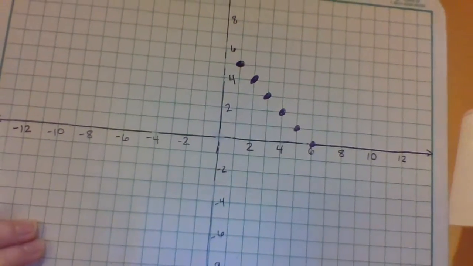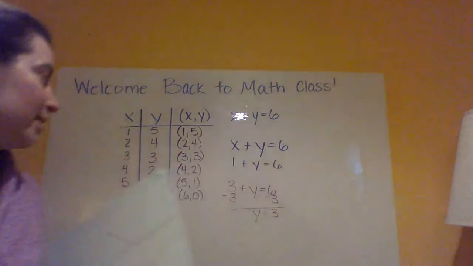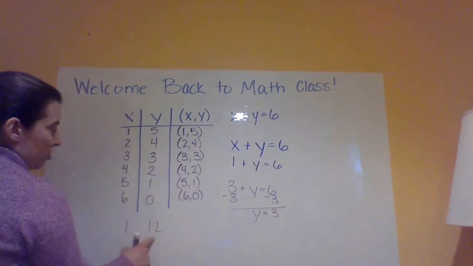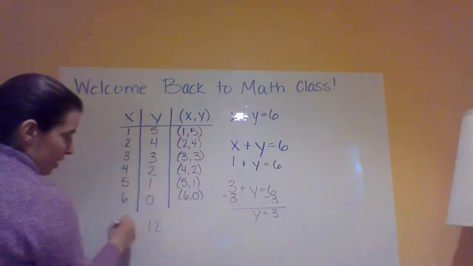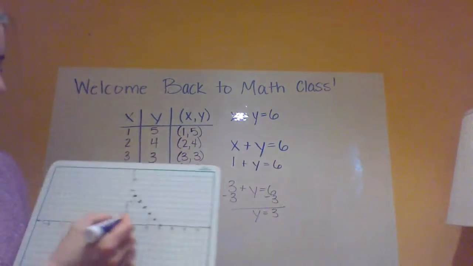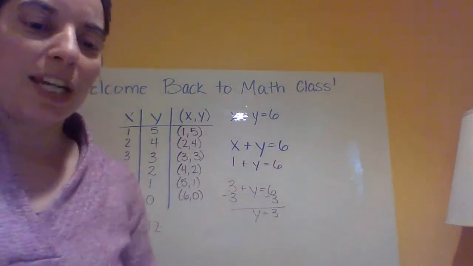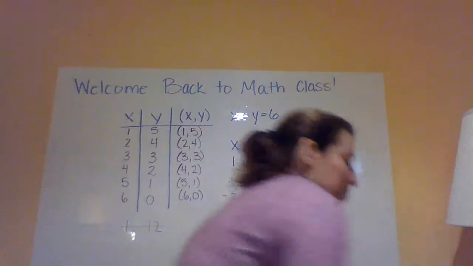Now, if we had something wrong, let's say we said x was 1, we said y was 12. Well, 1 plus 12 clearly doesn't equal 6, so that would not be correct. And if I graphed 1, 12, it would be way off of this line. But these points together, we can see, make a straight line.